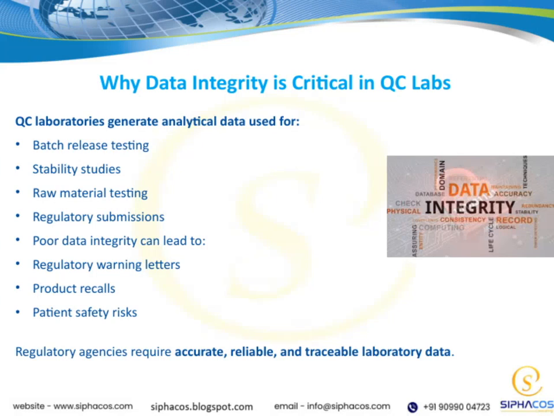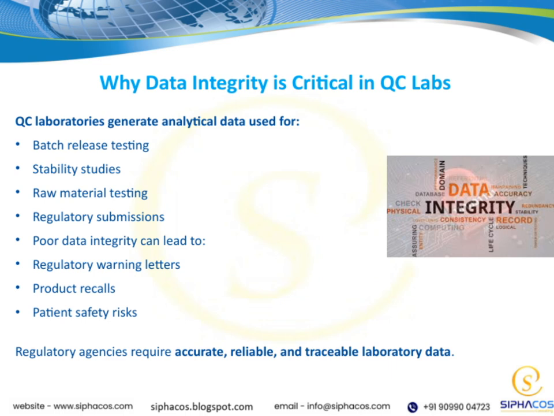Let's take a moment to understand why data integrity is so critical in QC labs. As you know, QC laboratories generate a wide range of analytical data that are essential for various purposes. These include batch release testing, which ensures each product batch meets quality standards before it reaches the market. Then we have stability studies, which help us understand how a product maintains its quality over time. Raw material testing is also vital, confirming that the ingredients we use are up to standard. And of course, all this data supports regulatory submissions, demonstrating compliance to authorities.